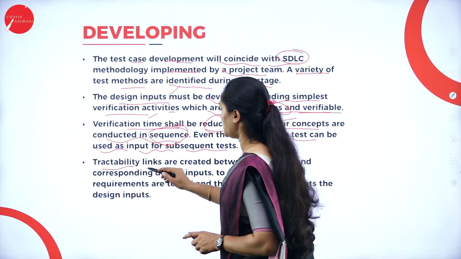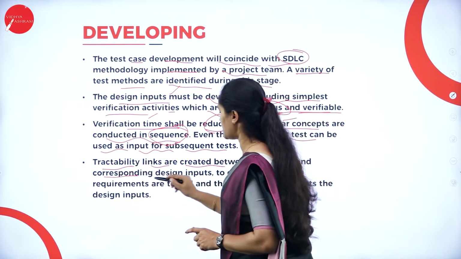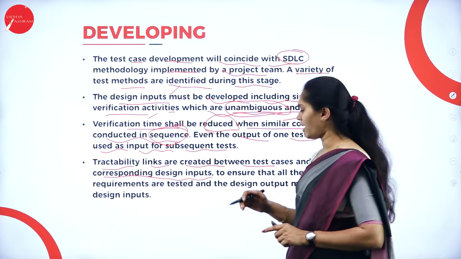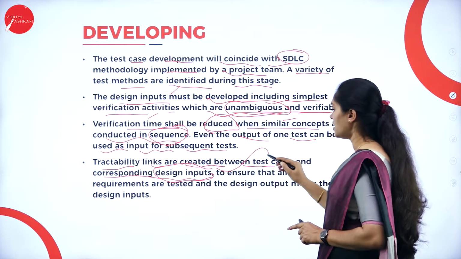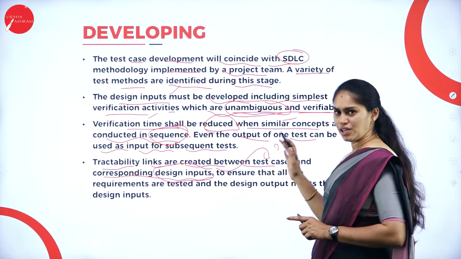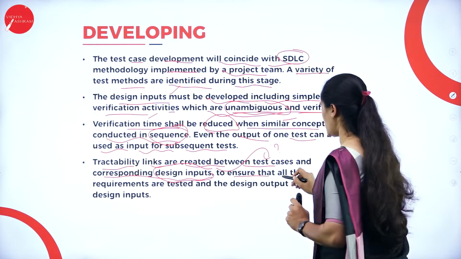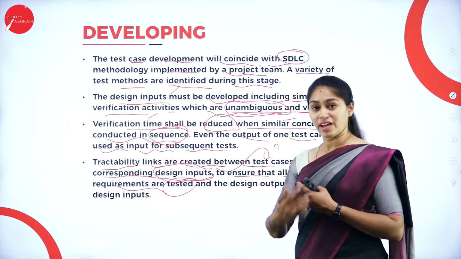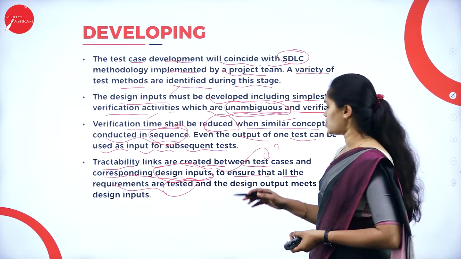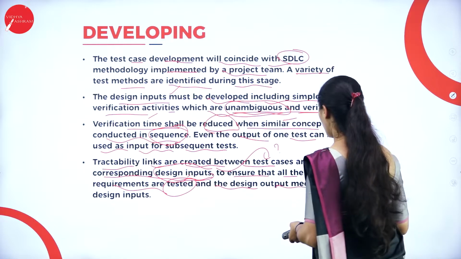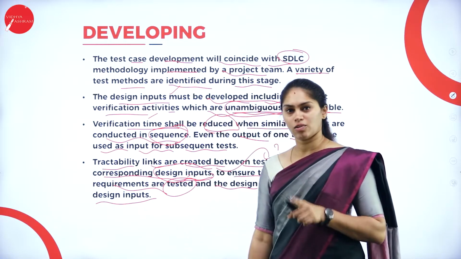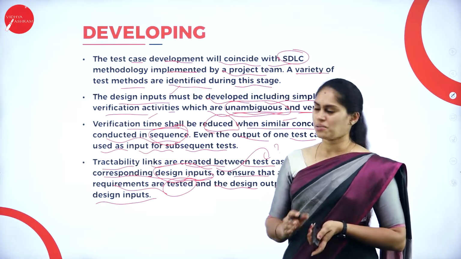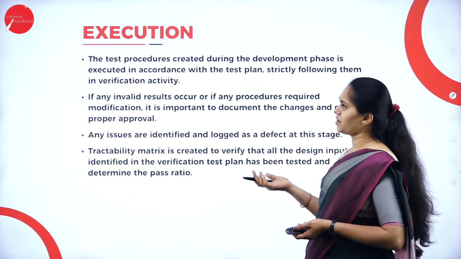And also traceability links are created between the test cases and the corresponding design input. So all these inputs are specified, and it also needs to be verified whether we have all these inputs as per the test cases. That needs to be checked once. This is mainly to ensure that all the requirements are tested. If we have missed any of the test cases, or any phase of the test cases, then we would end up with an error. So that needs to be tested, and the design output must meet the design input. The requirement given should match the output, so expectation should be matched with reality. So once the development is over, what do we have to do?